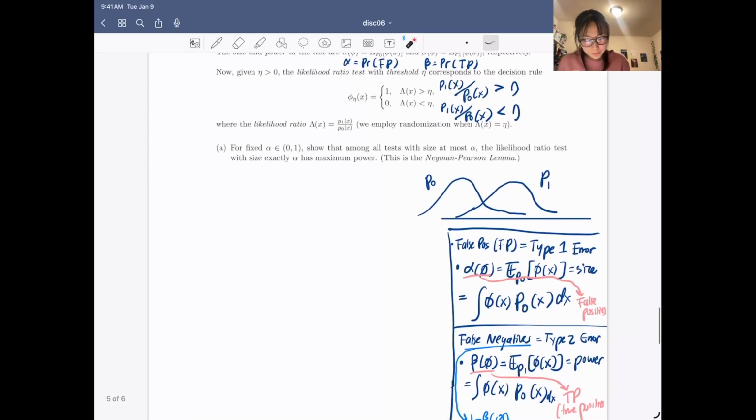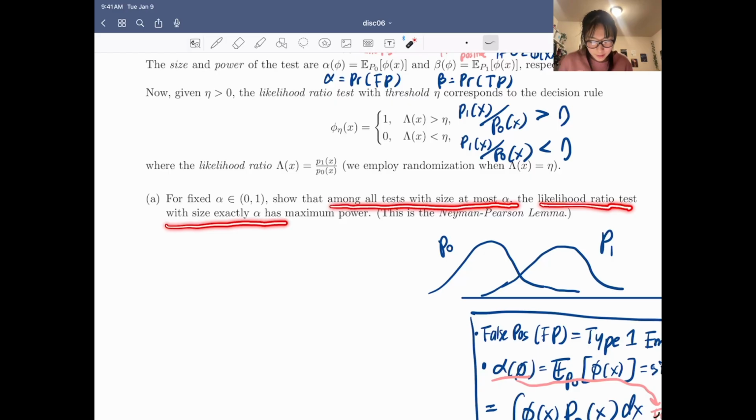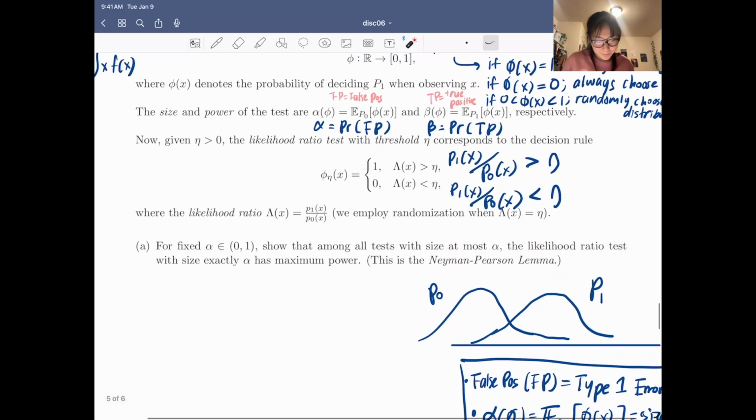It says, for fixed alpha between 0 and 1, show that among all tests with sizes at most alpha, the likelihood ratio test with size exactly alpha has maximum power. They call this the Neyman-Pearson lemma.